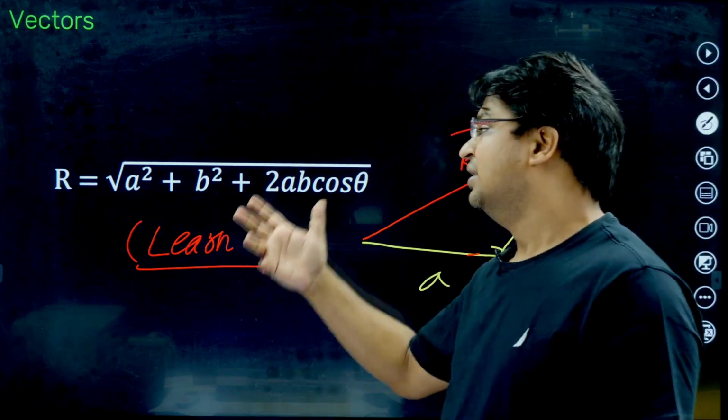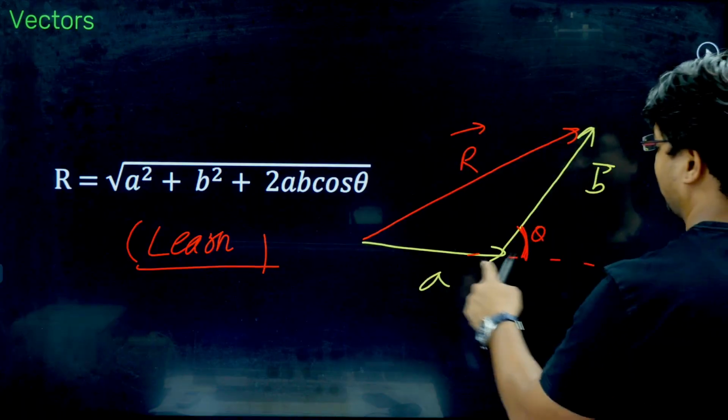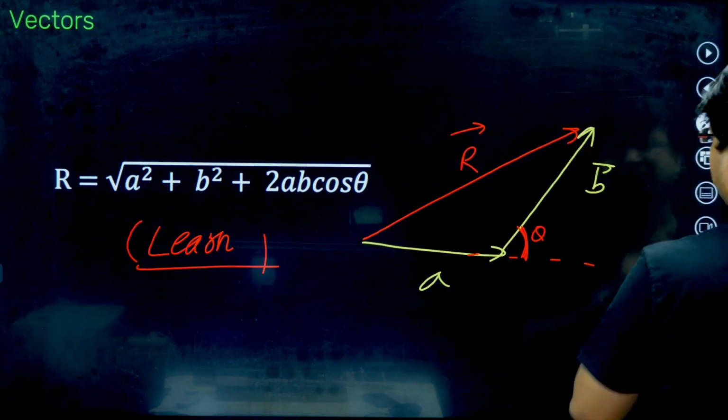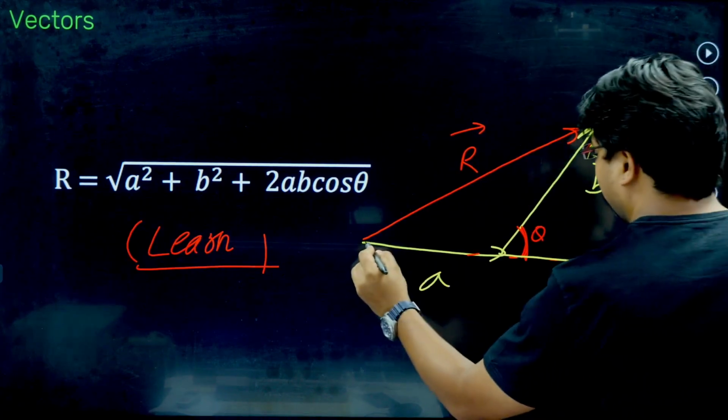Can you realize that if we put theta as 0, that means if we make these two arrows in the same direction, then we get the maximum length of the r vector, which is quite evident from the figure also.